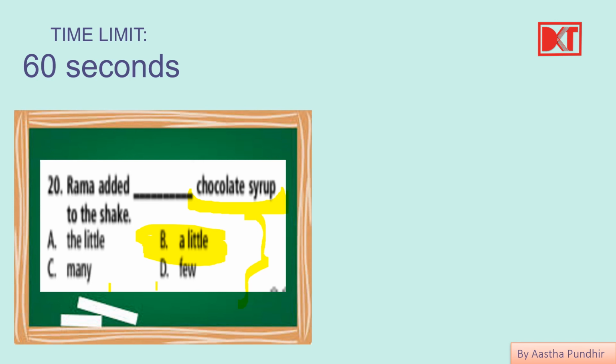All right. And also here we have A, the little, and B, a little. We are not using the little because we are not giving a specific reference. We are not saying that there is only one particular chocolate syrup. So here we are talking generally about the chocolate syrup she added to the shake. So we are just giving a general reference. That's why we use a little chocolate syrup. Okay.